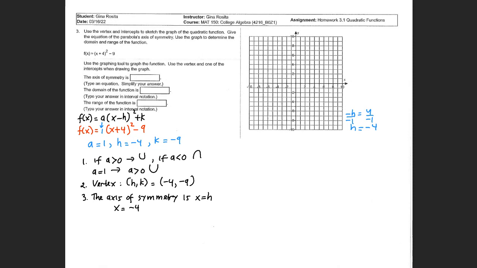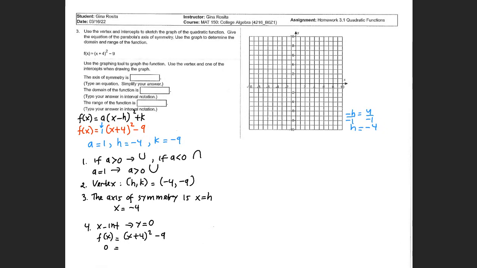So what next? Step 4. You find the x-intercept. So we know about the x-intercept: it means y equal 0. So just write down the formula first. f of x equal x plus 4 squared minus 9. Because y equals 0, yeah?